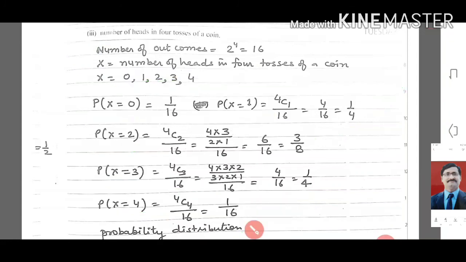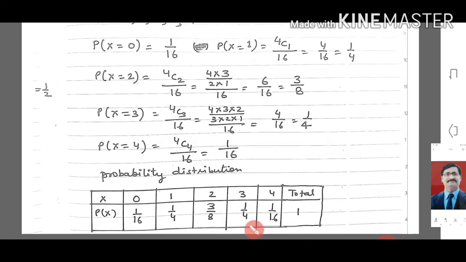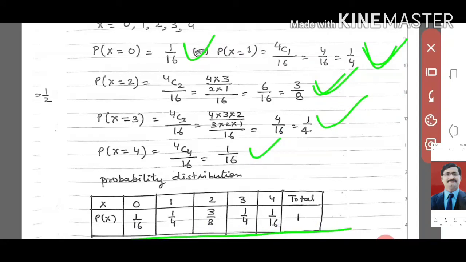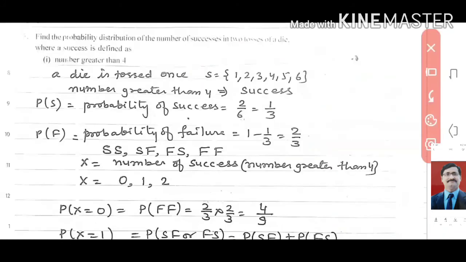Now all these probabilities you write in the form of a table: for 0 you get 1 by 16, for 1 you get 1 by 4, for 2 you get 3 by 8, for 3 you get 1 by 4, and for 4 you get 1 by 16. You write this all in the form of a table, and the sum is 1. This is a probability distribution. I hope you understand.